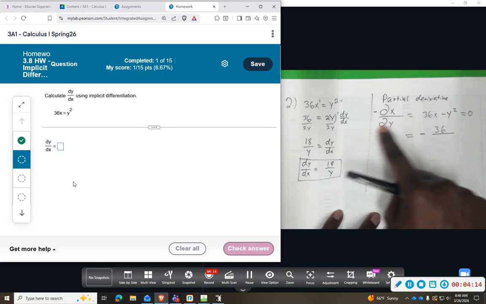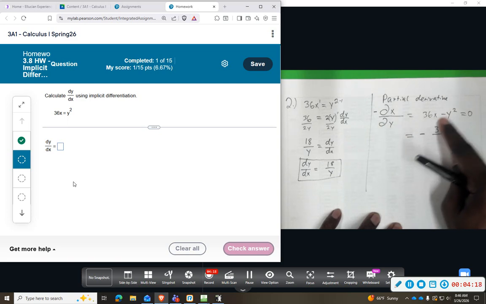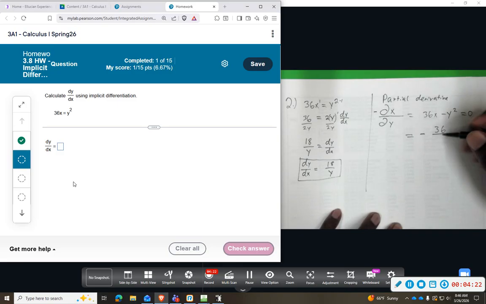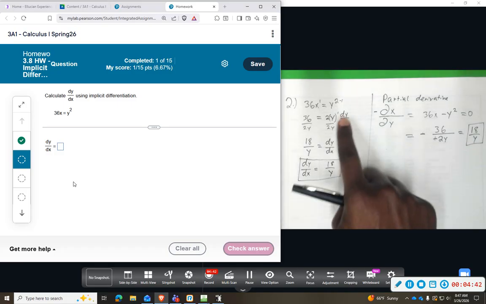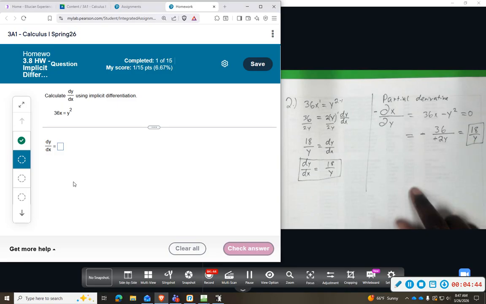And then we take the partial derivative of y. So now we're going to just focus on y. So when I take the derivative of y, it's a negative here. We're going to get a negative 2y. Negative divided by negative is a positive. And when we reduce 36 divided by 2, we still end up with 18 over y. And so if you like that method, feel free to do it. Either one, we're going to get 18 divided by y.